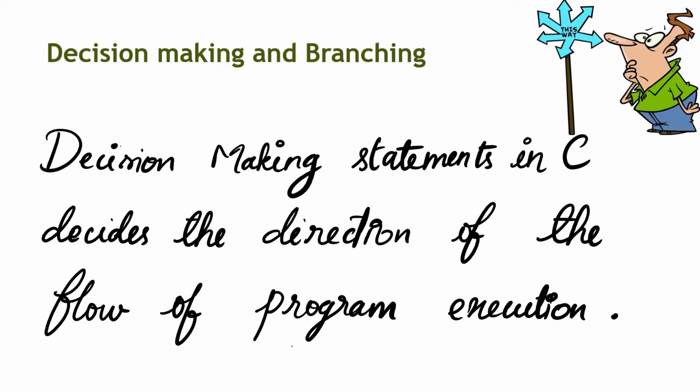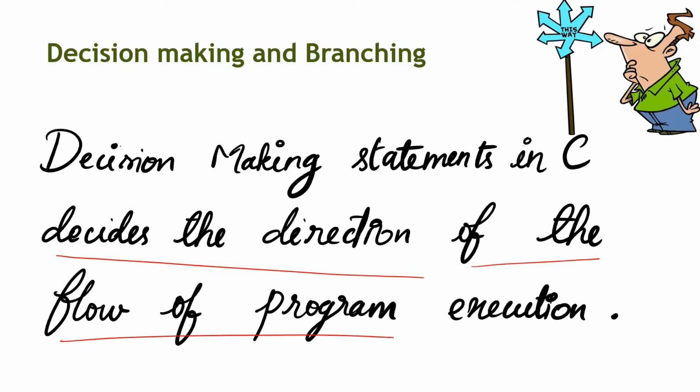So here the decision making statement in C decides the direction of the flow of program execution. Like the previous example, when the condition is true, when the lunch time is true, then he can take his lunch. When it is not, he can't take. He has to do the program. So on a certain condition, he is deciding what he has to do.